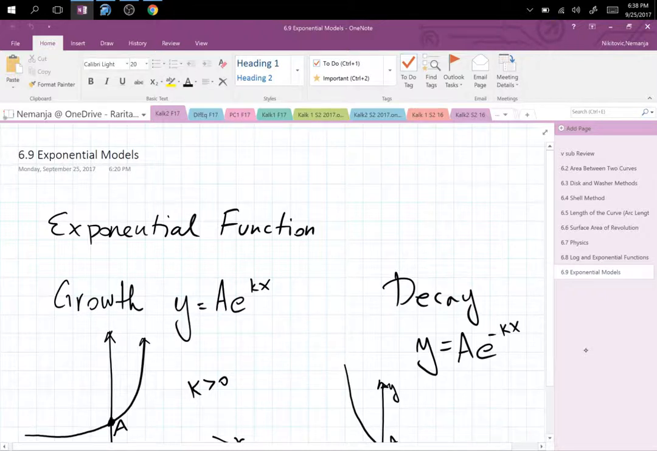Hello and welcome back to Calculus 2, section 6.9 on exponential models.